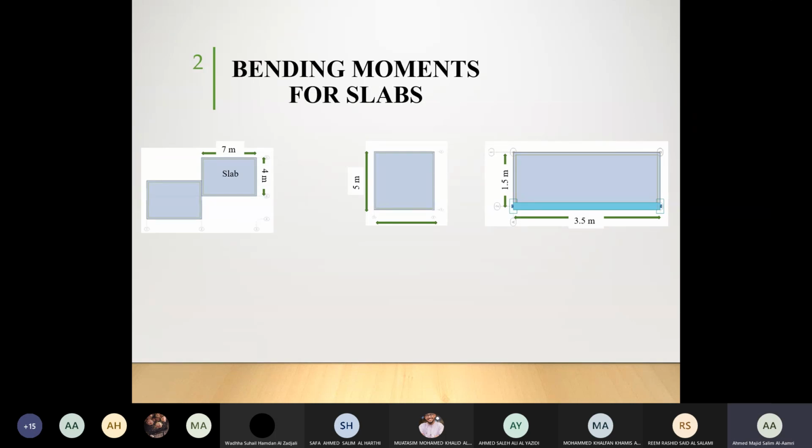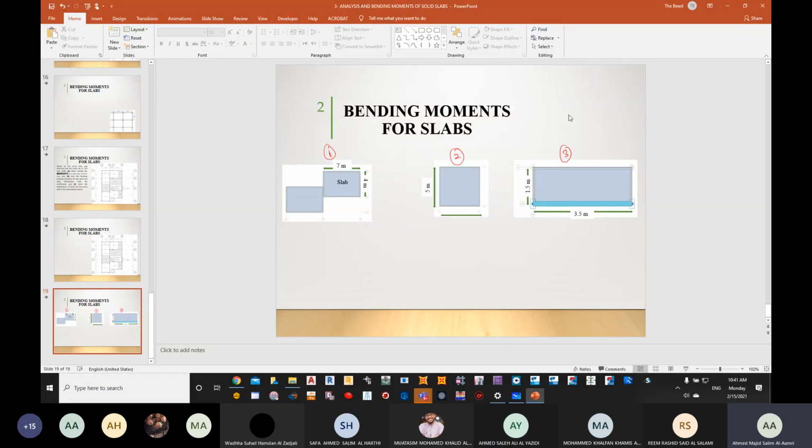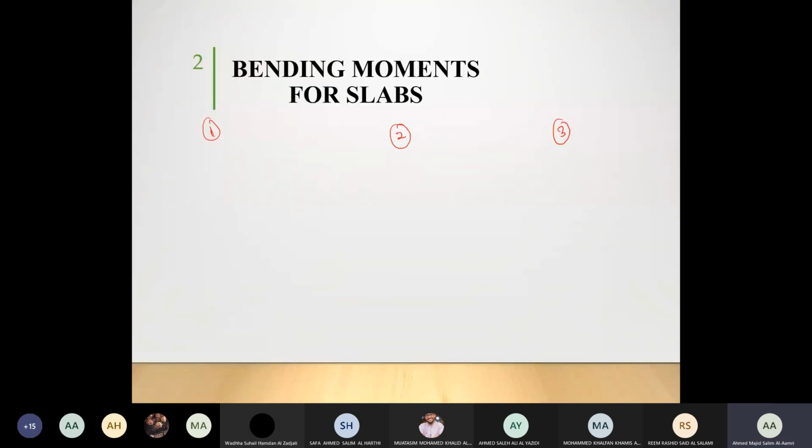I think this was the 3 marks question. Let us first say it will be a one-way slab, so there is one span. Let us modify it slightly, so it will be more challenging. This is how it was before changing it.